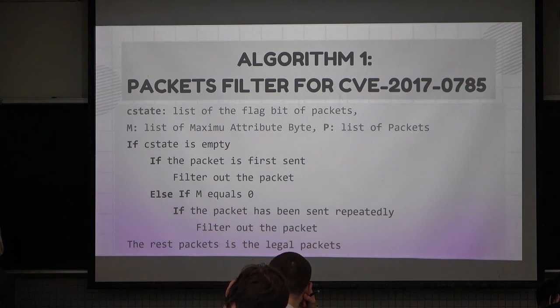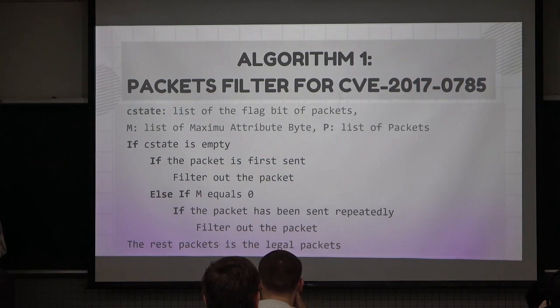The algorithm filters the illegal packets. So if a packet has an empty C state and it is present, then we will filter it. C state is a list of the black bit of packets. The first packet sent has no C state flag for BlueBorne packets. The second situation where we have to filter the packet is when the list of maximum attribute bytes equals 0, and it has been sent repeatedly. The packets will be sent repeatedly to get more information by hackers, and the output will be a list of legal packets that is safe to send.